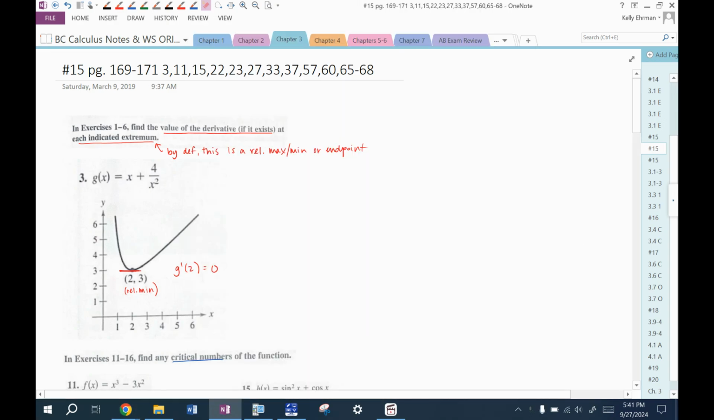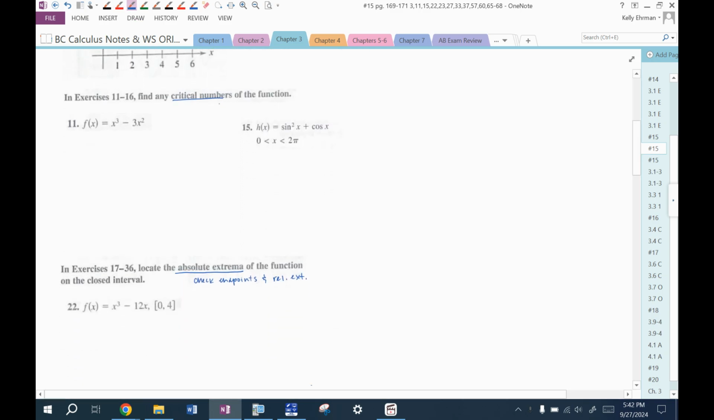All right, for homework number 15, the first question says find the value of the derivative if it exists at each indicated extremum. So if they're telling me that this point at 2 is an extremum, meaning it's a relative minimum in this case, or it's also the absolute minimum, then by definition that has to happen at a critical number. So I don't really have to do the math here to figure out that g prime at 2 should be 0. I could find g prime and plug in 2, and it should come out to 0.